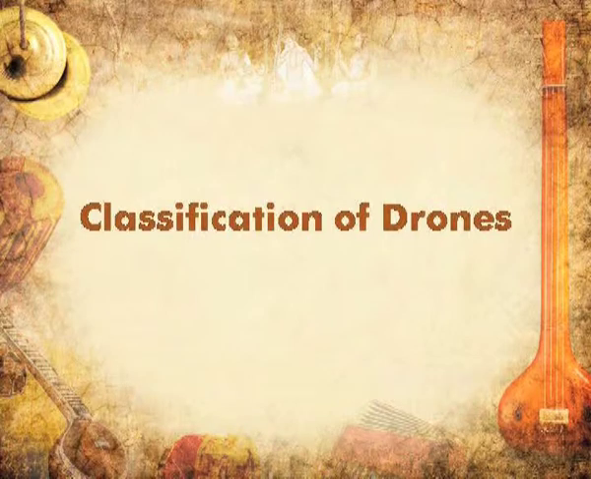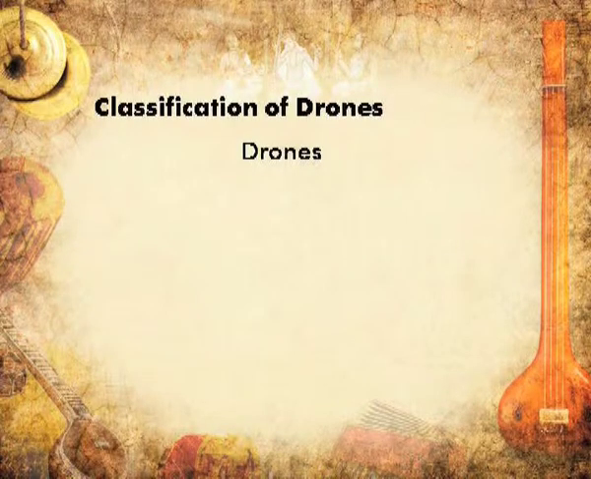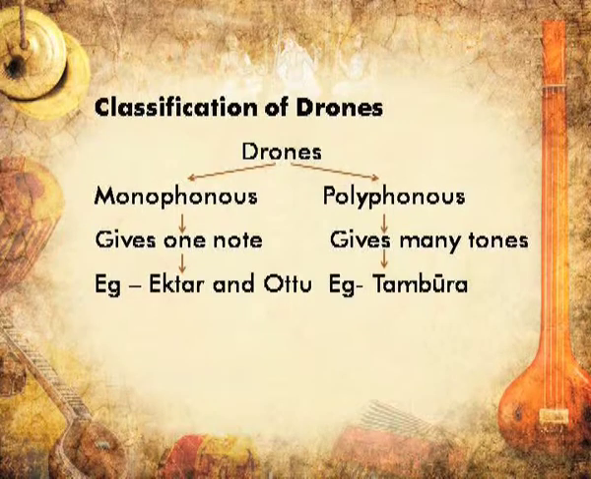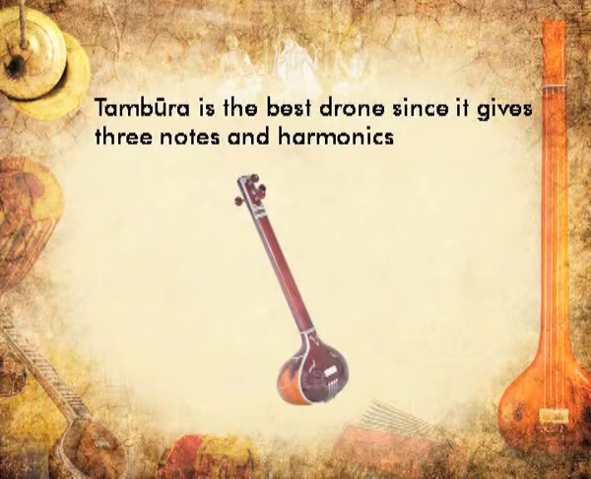Classification of drones. Drones are of two kinds, monophonous and polyphonous. The ektar and otte, which give only single notes, are instances of monophonous drones. A Shruti box giving three notes, sa, pa, sa, at the same time is an instance of polyphonous drone. The tambura is the best of the drones since, besides giving 3 notes, it gives rich harmonics or overtones.